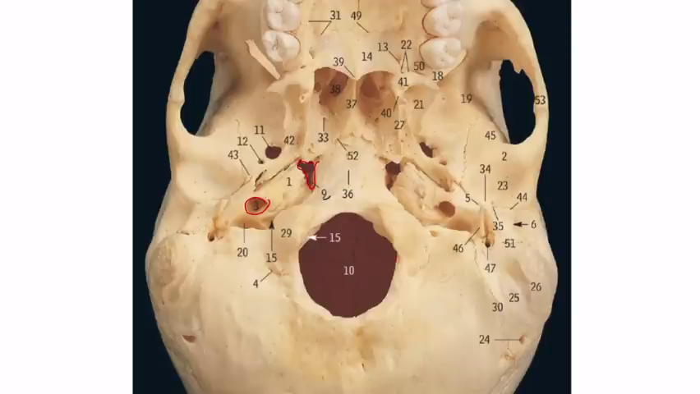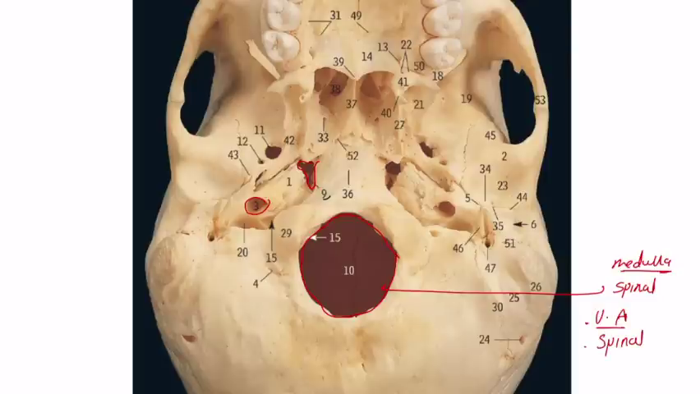Number 10 is the foramen magnum, which is the biggest one, and it is where the medulla ends and the spinal cord starts. The vertebral artery enters through this foramen, and the spinal artery, which is a branch of the vertebral artery, goes down to supply the spinal cord. You also have the apical ligament of the odontoid peg, which will be covered in the spine part as well.